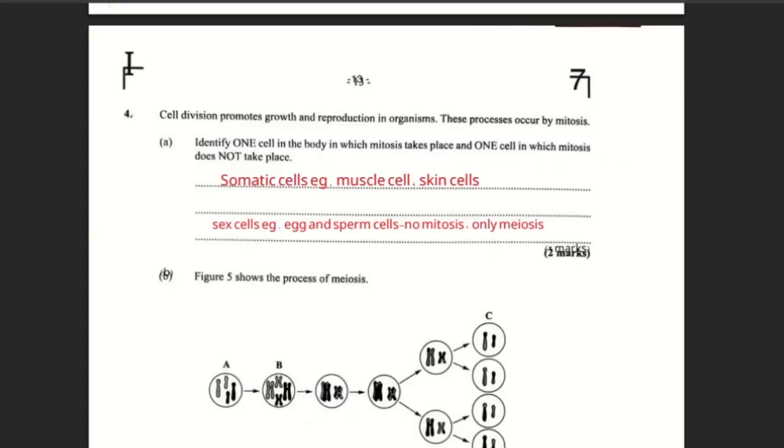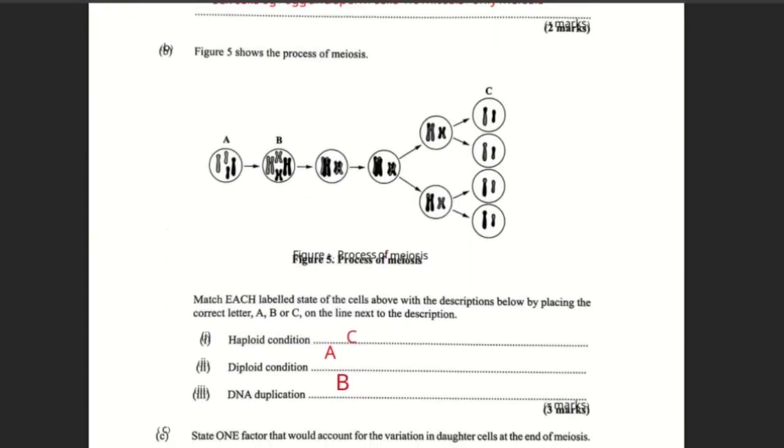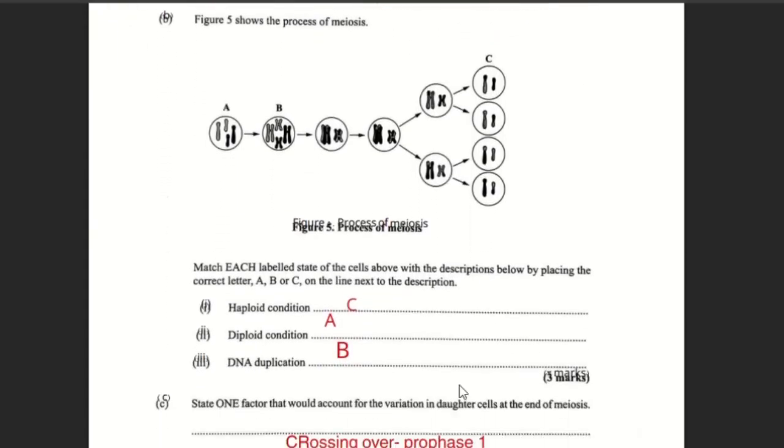Right, so now let us look at the process down here. The process of meiosis, right? At the end of mitosis we're going to end up with two daughter cells. At the end of meiosis we're ending up with four daughter cells, right? So we're going to start off diploid and then we're going to end haploid in meiosis.